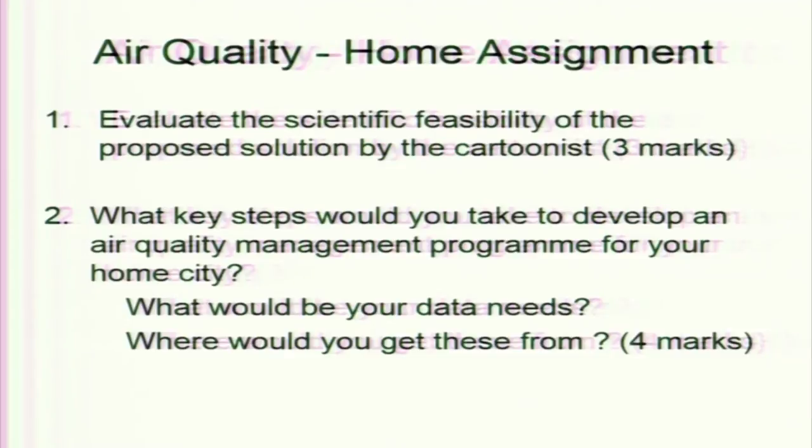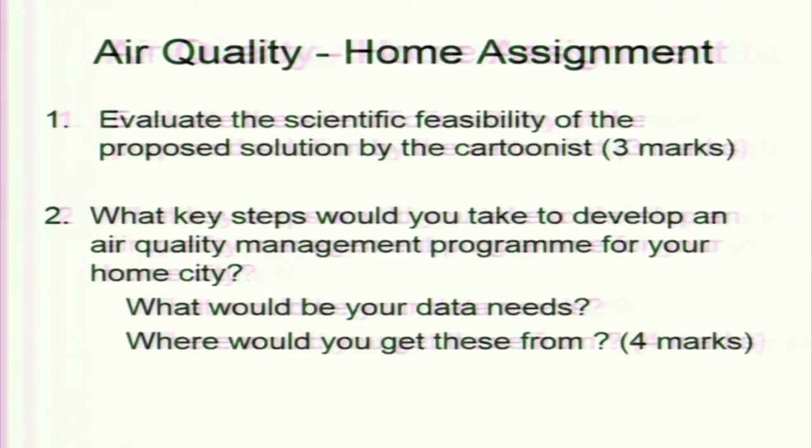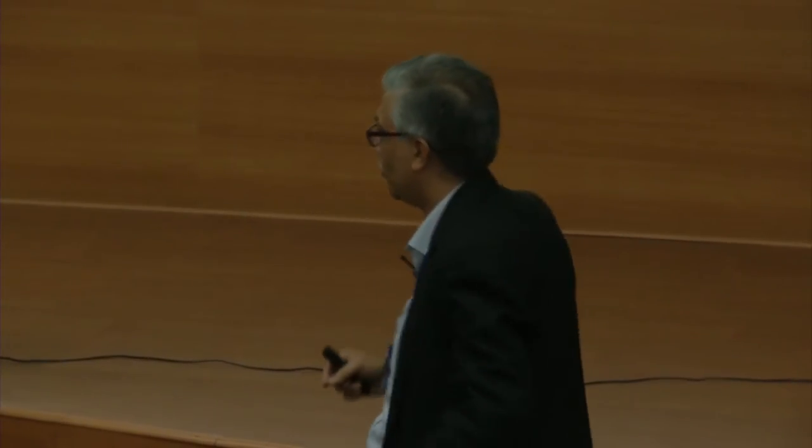Okay, this is a homework I give to the students at this point in time. Most of you have seen this cartoon before, right? The assignment is this: evaluate the scientific feasibility of the solution proposed by the cartoonist. They have to figure out from Google what is the rate at which we breathe out carbon dioxide, what is the weight ratio, what is the amount of trees required, how much oxygen per surface area of the leaf will be given to me. And then, of course, the first question comes up: what will it do at night?